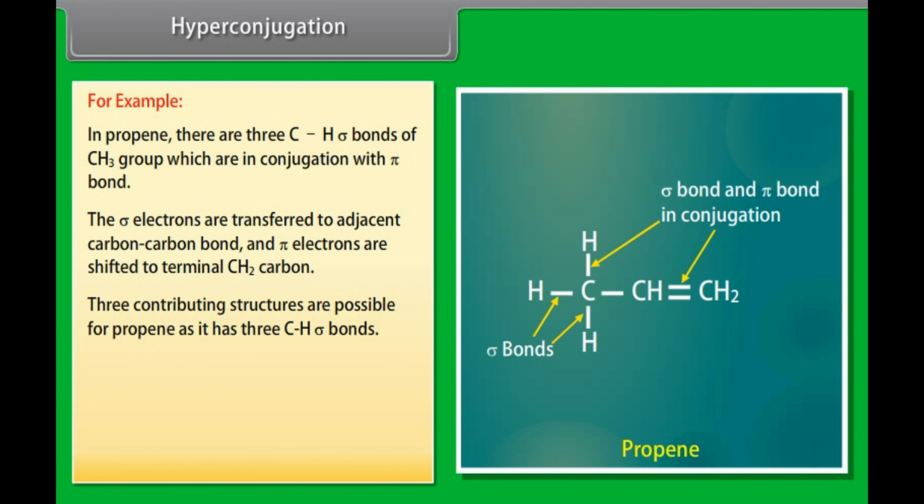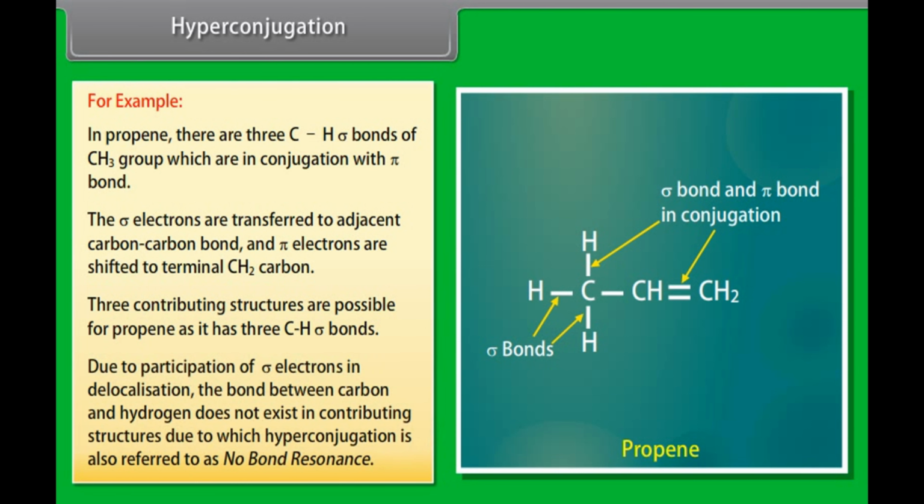Three contributing structures are possible for propene as it has 3 C-H sigma bonds. Due to participation of sigma electrons in delocalization, the bond between carbon and hydrogen does not exist in the contributing structures, due to which hyperconjugation is also referred to as non-bond resonance.